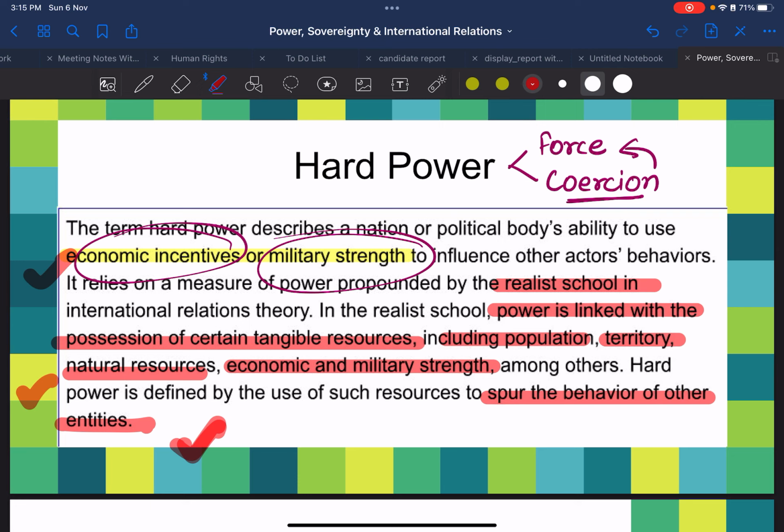What examples can you think of under hard power? It can be military action against ISIS, a terrorist organization. Military force used by the US against Saddam Hussein in 2003 can also be considered hard power. Or the recent Russia-Ukraine war can also be considered hard power. You have multiple examples to think on. Think of one example from your side, what you think of as hard power.